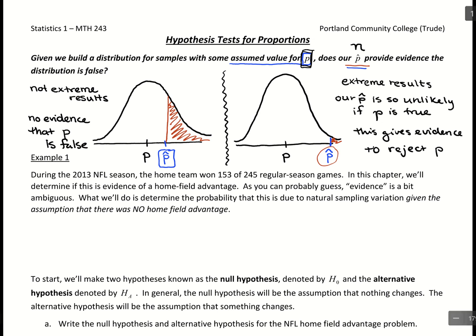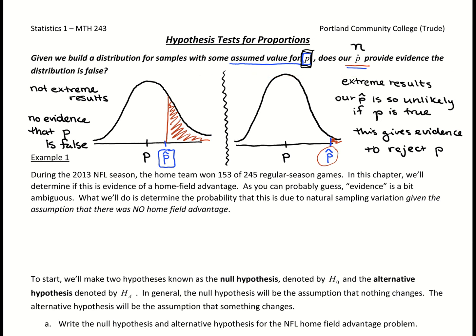So these are two scenarios. What we want to do is work with this assumed value and how samples should behave and see, do we have this first case where we have a sample statistic that's actually close by and doesn't really give extreme results? So with that, we don't really have evidence to reject that value of p. Or do we have the second scenario where our sample statistic was so unlikely that this value of p just can't be true, and something else is happening?